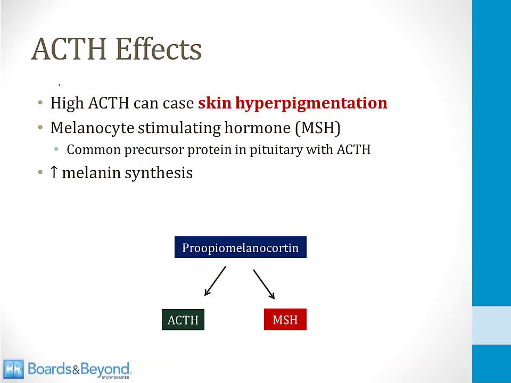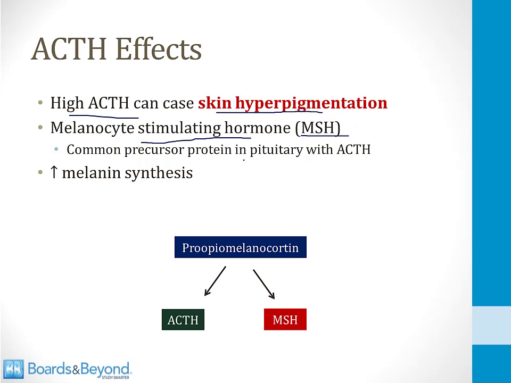Let me briefly mention the effects of high levels of ACTH in the adrenal hyperplasias. The main effect of ACTH in adrenal hyperplasias is to stimulate the adrenal gland. However, high levels can also sometimes cause darkening of the skin, or skin hyperpigmentation. The reason for this has to do with a hormone called melanocyte-stimulating hormone, or MSH.